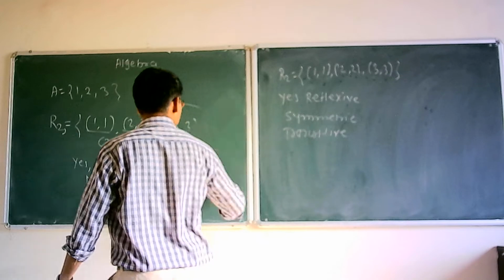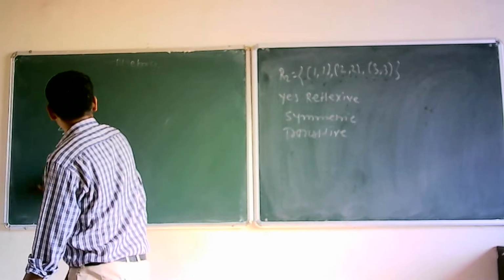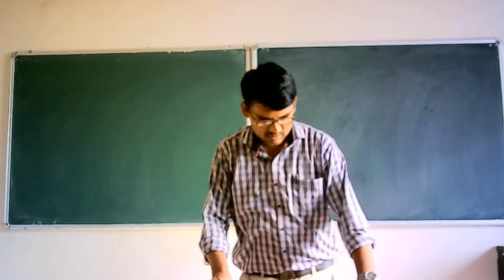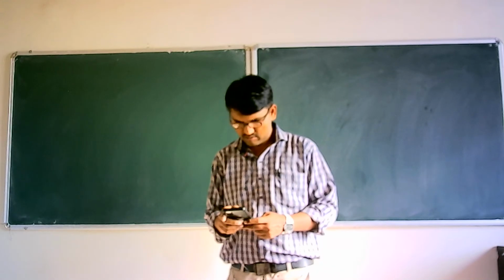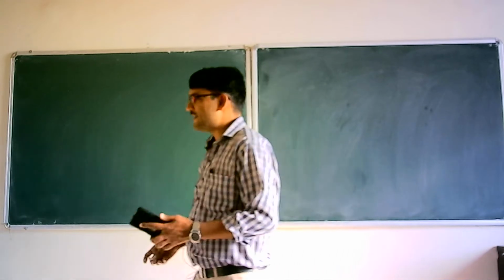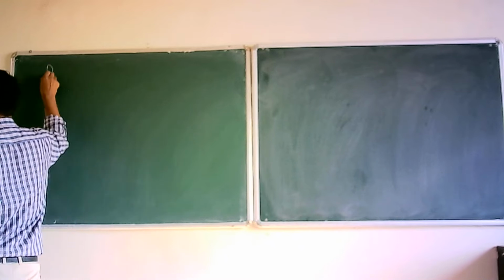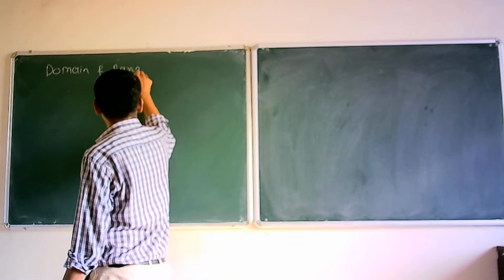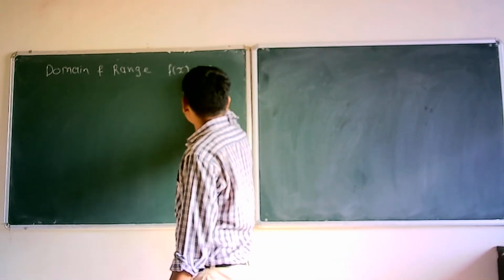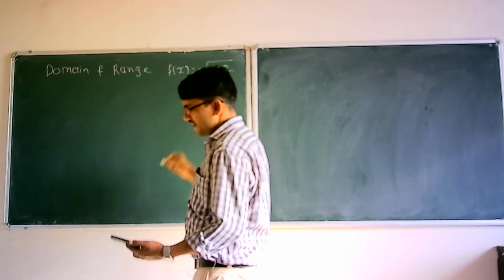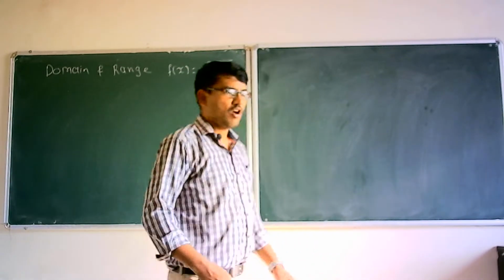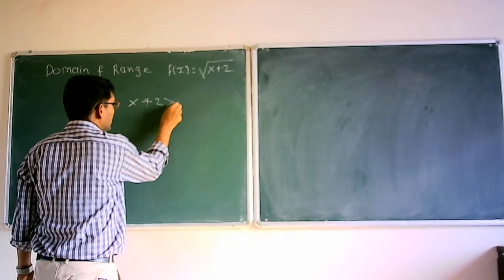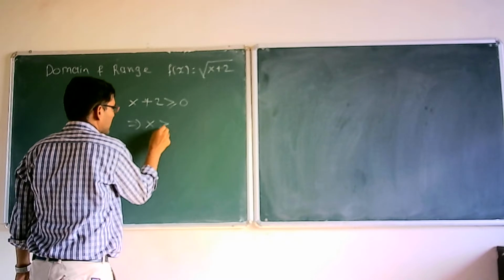Next example. Find the domain and range of the function f(x) equals square root of x plus 2. Now if you observe, this function is defined if and only if x plus 2 is greater than or equal to 0, which means x is greater than or equal to minus 2.